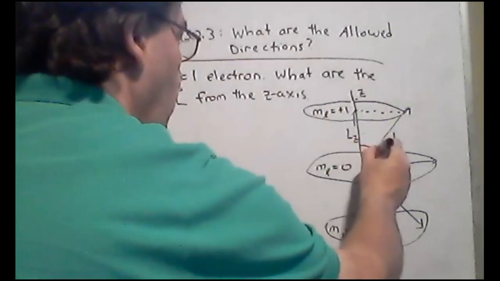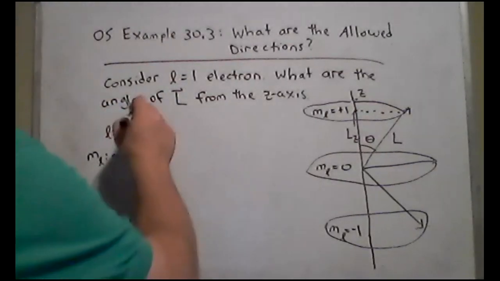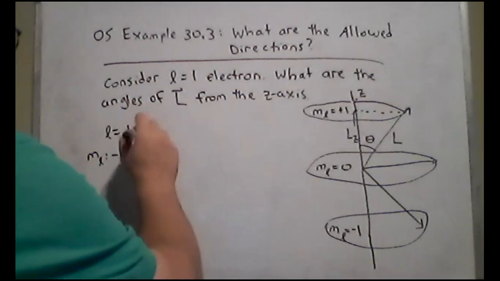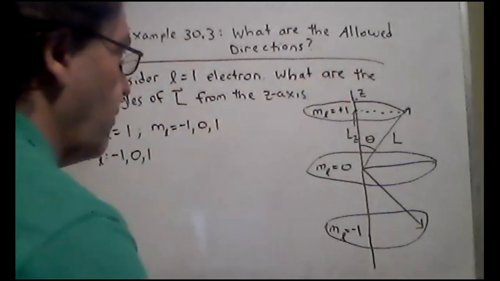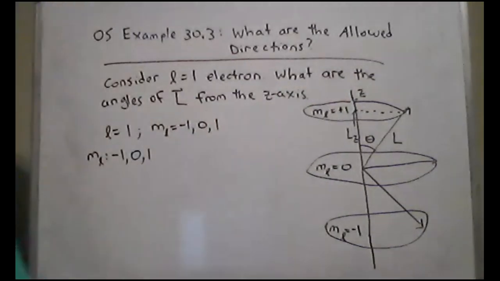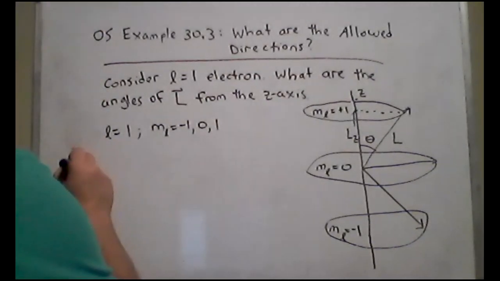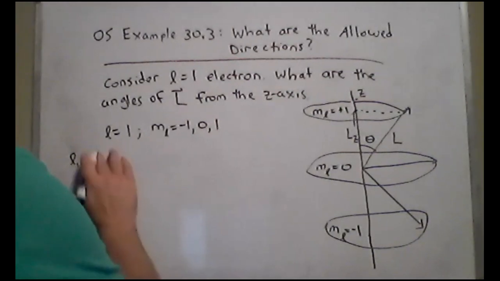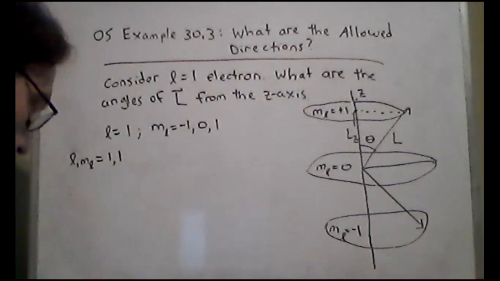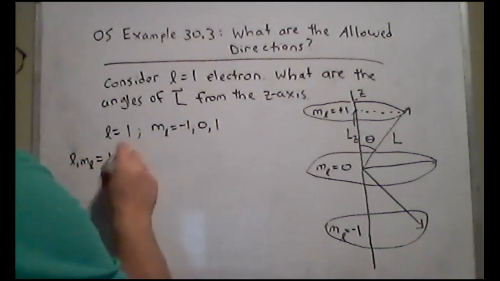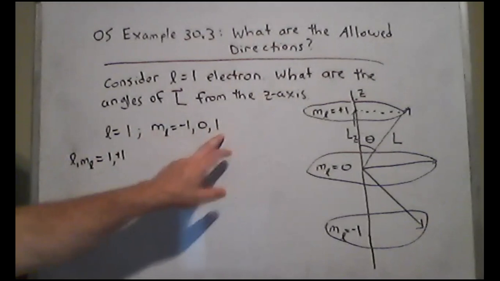Let's show you how we get this. Each one of these is going to have an angle. Let's concentrate on the top one. L is 1, and m sub L can take on the values of negative 1, 0, or 1. Again, these are supposed to be orbitals. I apologize, bad pictures here. Let's consider the top value, L equals 1, m sub L equals 1. So what does that come down to?